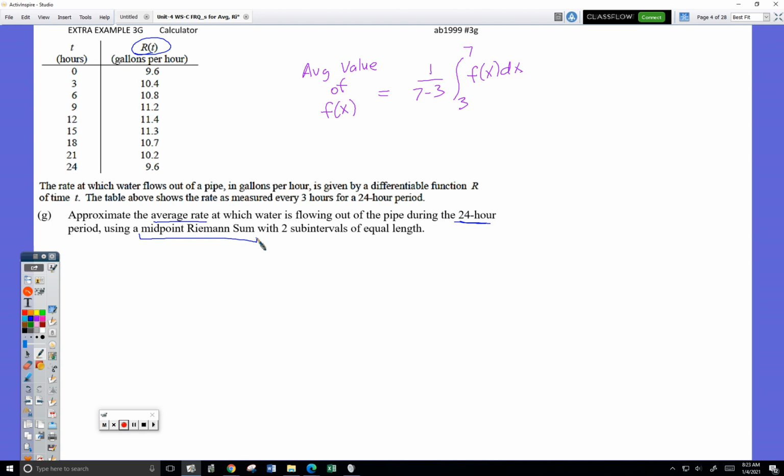This problem contains both of those pieces, because it says, approximate the average rate at which water is flowing out of the pipe. So I'm trying to find the average of R. Well, the formula I just gave you says the average of R is going to be the integral of R itself, and I'm trying to find that average over the 24-hour time period. So I'm going to start at time 0 and go to time 24. In the formula I gave you, I just made an example of from 3 to 7. It can be anything. I integrate what I'm trying to average, and then I multiply by 1 over the width of the interval. That's how I compute the average of anything. So if I integrate R and then multiply by 1 over the width, I'll get the average of R itself.